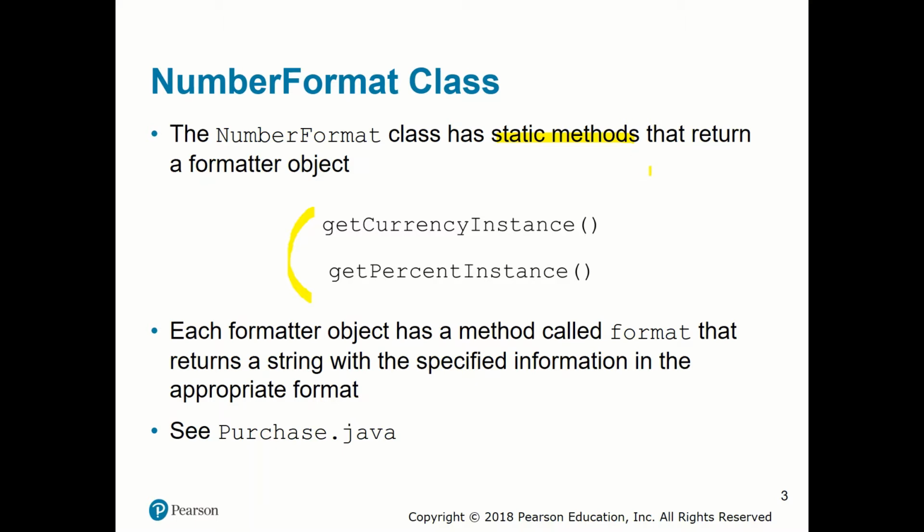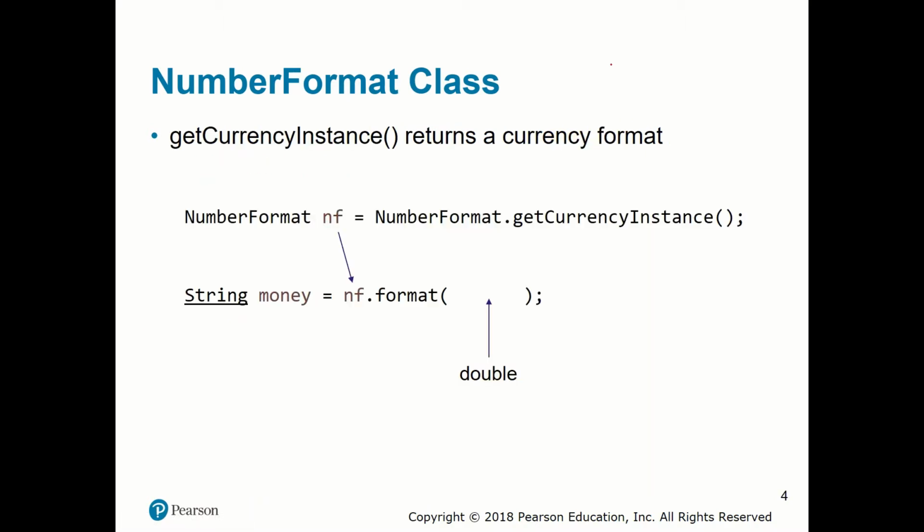Each formatter object has a method called format that returns a string with the specified information in the appropriate format. It sounds a little bit difficult right now, but if you look at the code, you can understand this explanation. getCurrencyInstance returns a currency format. With getCurrencyInstance, we can print the currency units of each country easily.